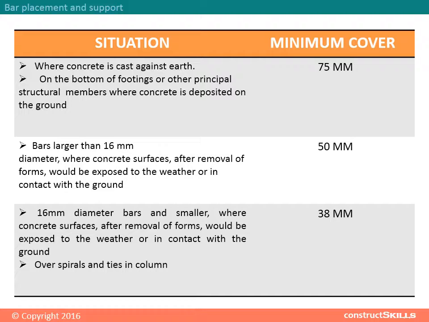Bars larger than 16 mm diameter, where concrete surfaces, after removal of forms, would be exposed to the weather or in contact with the ground, provide 50 mm cover. 16 mm diameter bars and smaller, where concrete surfaces, after removal of forms, would be exposed to the weather or in contact with the ground. Over spirals and ties in column, provide 38 mm cover.